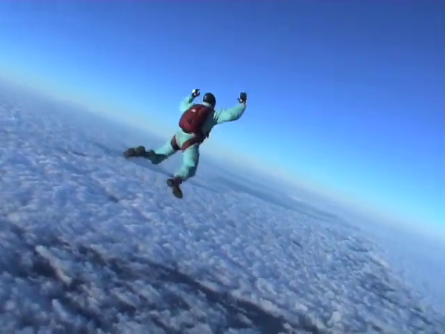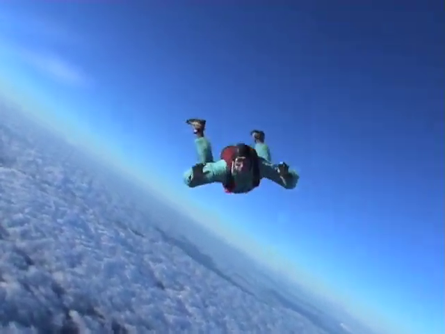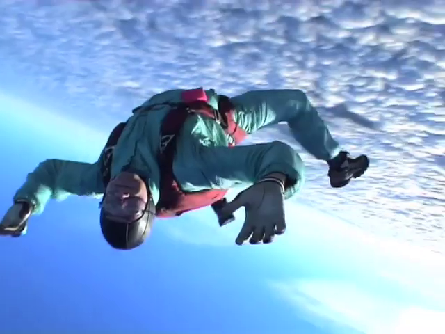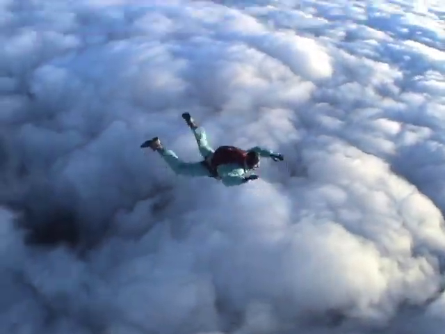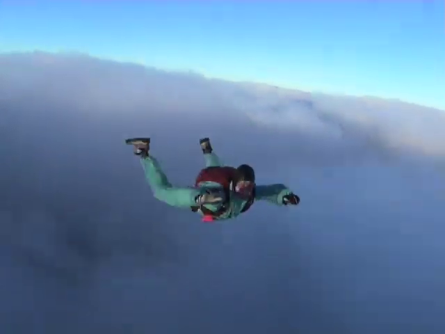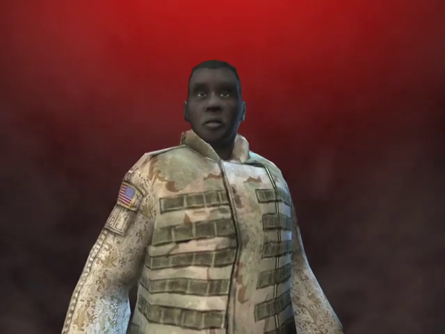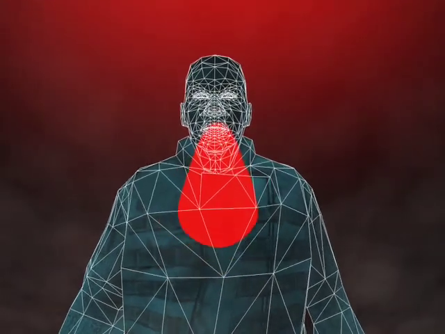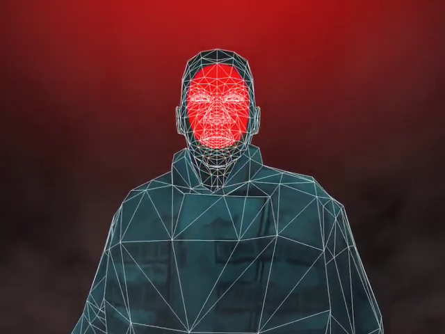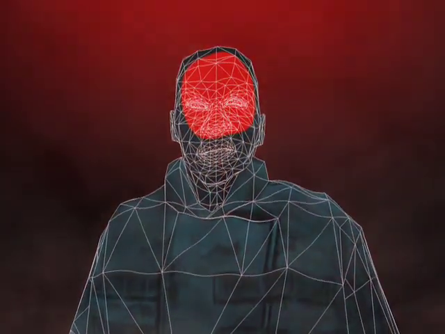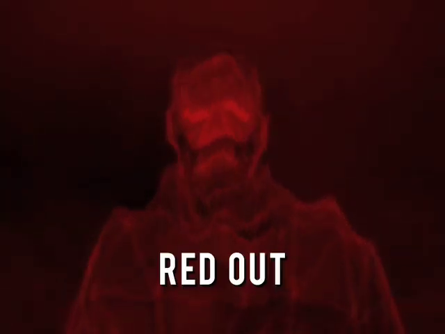Let's look at an example of how it feels when a person's body experiences negative Gs. Negative G forces pull blood from the body core to the brain. This overabundance of blood in the brain creates an impairment in vision called a redout.